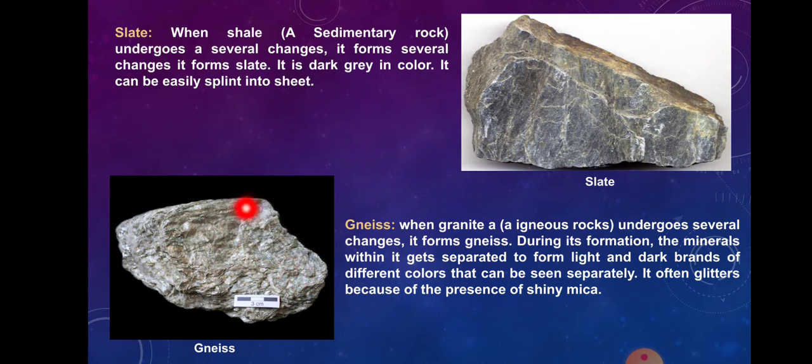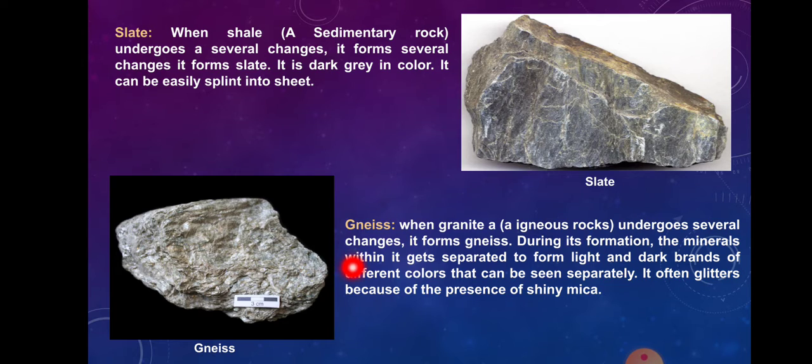During its formation, the minerals within it get separated to form light and dark bands. When granite is undergoing changes, the minerals start getting separated. Whenever they separate, dark and light color bands appear on this gneiss rock. Different colors appear, and these dark and light bands can be seen separately.